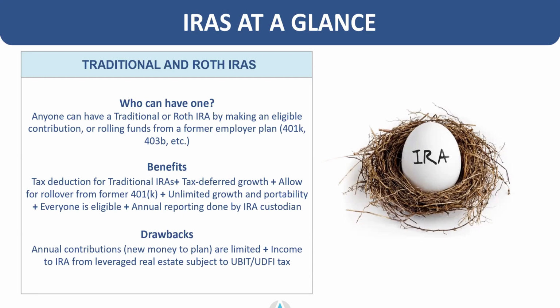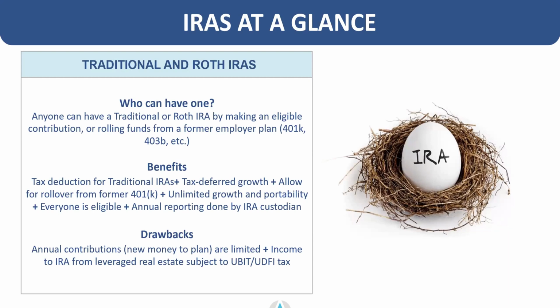The drawbacks, though, to these plans: one, the contributions may be limited. The amount you can contribute on an annual basis for traditional and Roth is only $6,000 a year, or $7,000 if you're over the age of 50. And also the income. We're going to talk about UBIT and UDFI tax a little bit. You have to understand what those are. Just remember that income to an IRA on leveraged real estate deals can be subject to something called UBIT or UDFI tax, which I'll cover in a little more detail in just a minute.